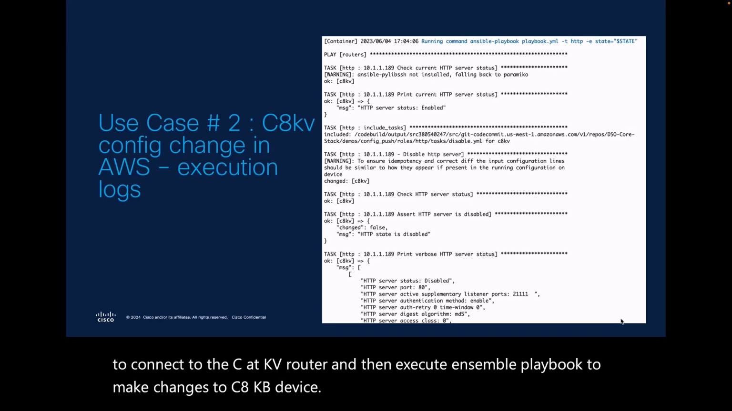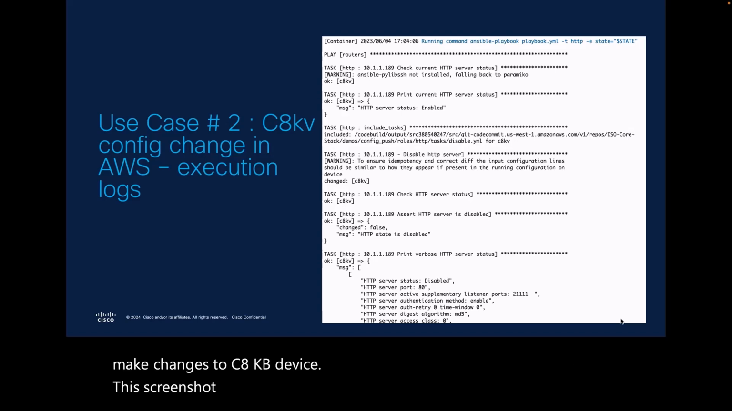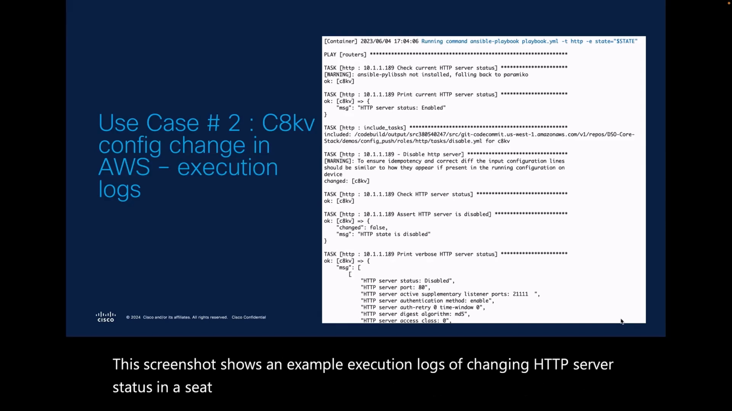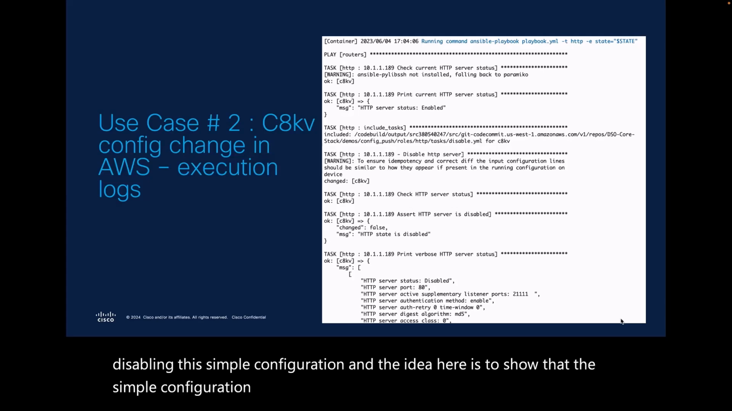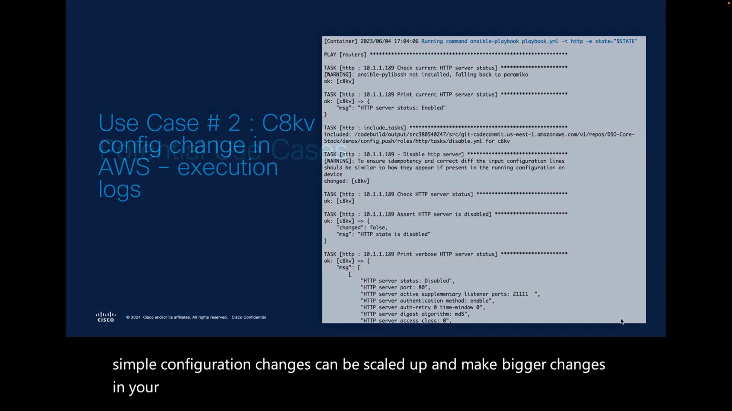This screenshot shows example execution logs of changing the HTTP server status in a C8KV. Once it was enabled in the beginning, the pipeline is disabling this simple configuration, and the idea here is to show that simple configuration changes can be scaled up to make bigger changes in your network infrastructure.